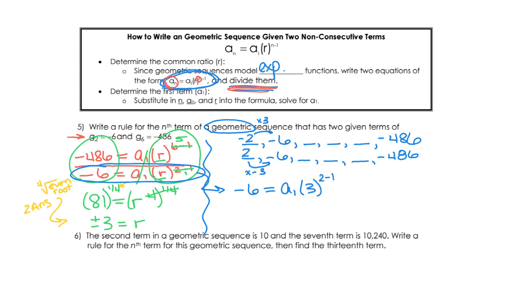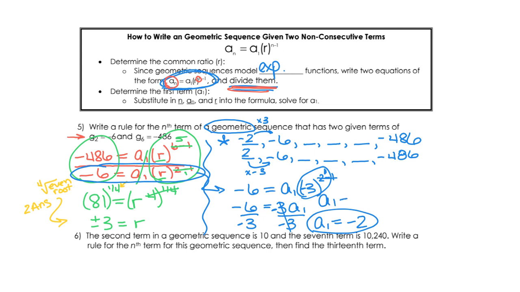Okay? All right, we already cleaned that up. 2 minus 1 is the same thing as 1, and 3 to the first is just 3. So this becomes 3 times a sub 1, and then all we have to do is divide by 3. And we get a sub 1 equal to negative 2, okay? And so, again, that was that first one that we showed here. If we change this to a negative 3 r value, then we would be dividing by negative 3, and that's how we could get our first term to be positive 2 as well. Okay, and it all came from over here.